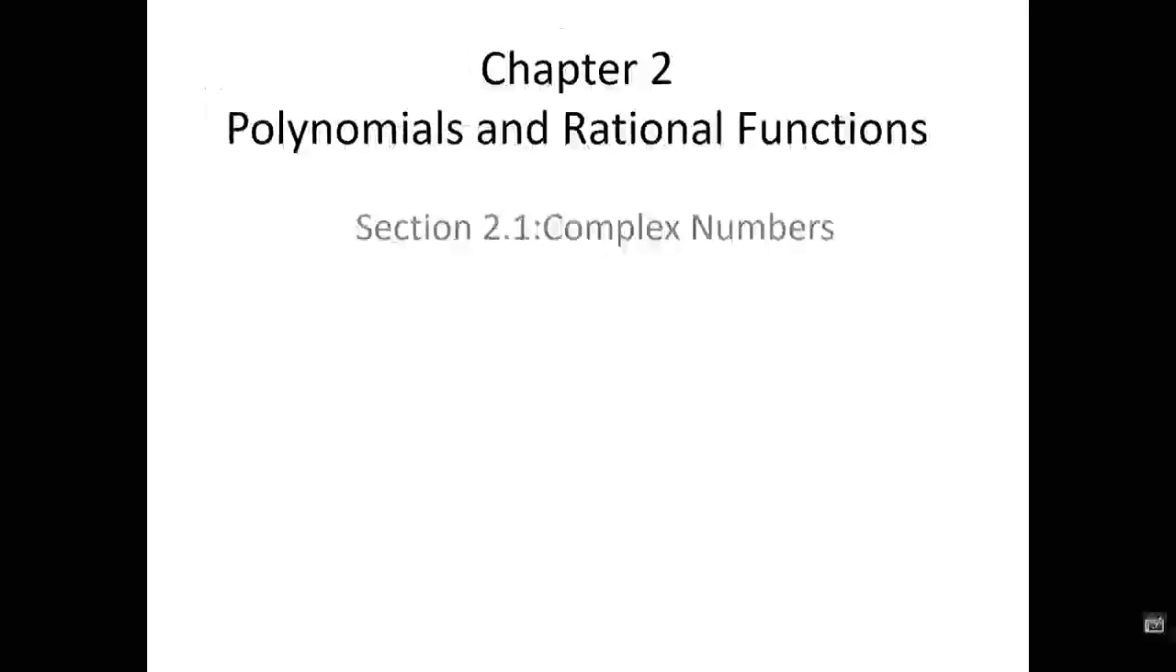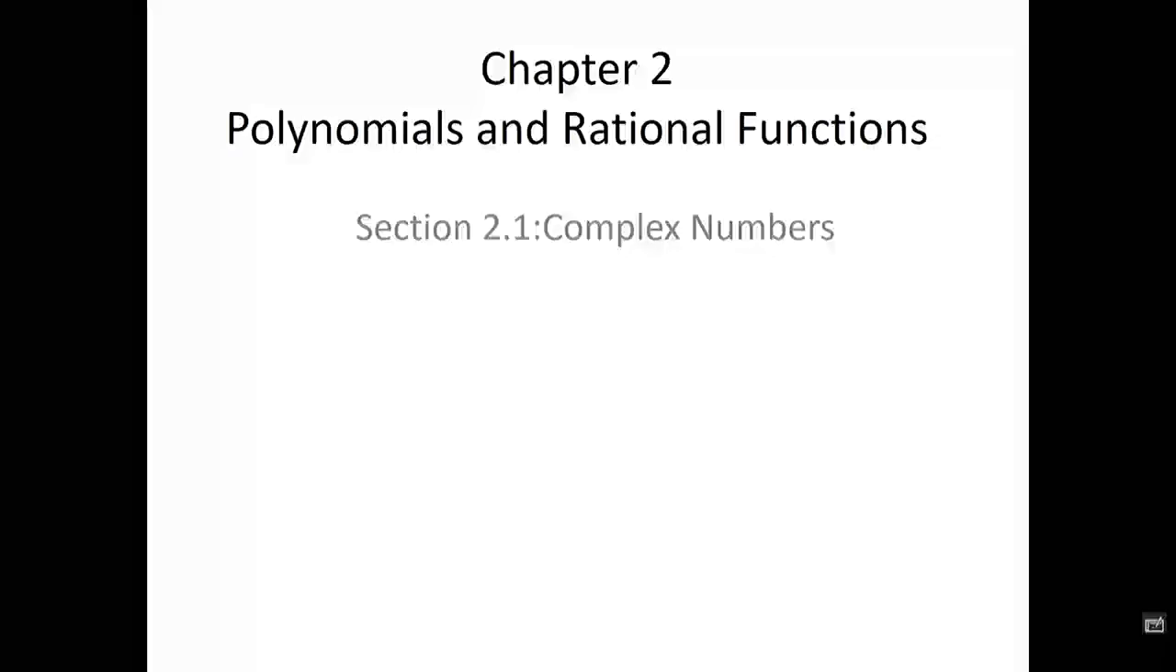Welcome back. In Chapter 2, we will discuss polynomials and rational functions. In the first section, we will introduce you to complex numbers.